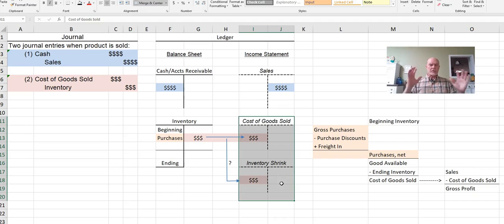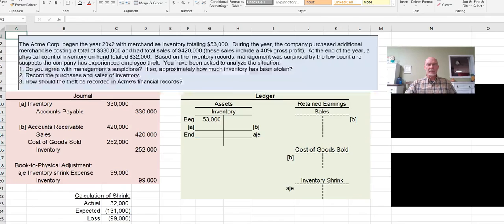Again, if you don't really understand your business, and if you're not even aware of the fact that you're losing stuff, then whatever you are losing will just be kind of wrapped up in your cost of goods sold number. But if you do understand your business and you are on top of your day-to-day operations, then you'll be able to estimate how much inventory you should have and identify how much shrink you have experienced. So we'll look at a problem like that. In fact, let's just go ahead and look at that right now.